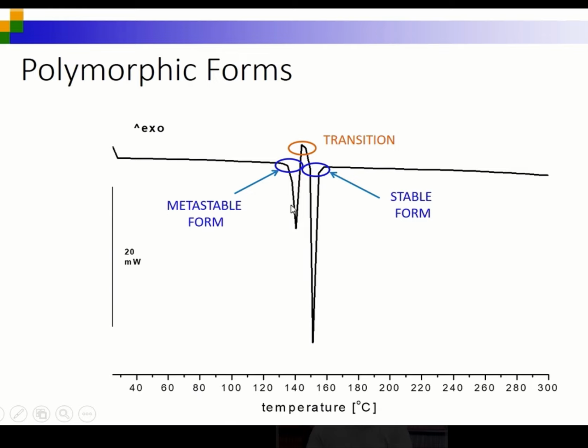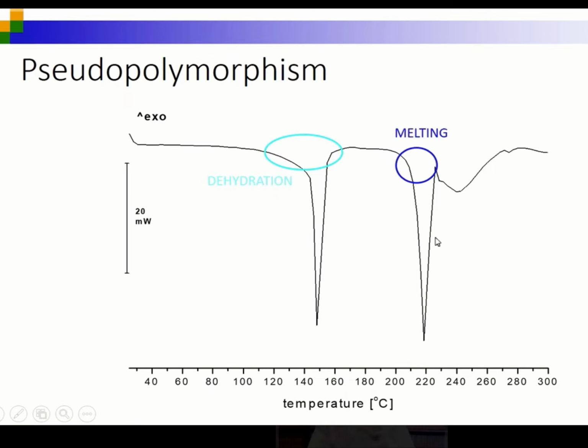In this one, we're seeing a pseudo-polymorph. So remember, a pseudo-polymorph is when we have a solvent that is trapped in our crystal. In this situation, we have water that is trapped in our crystal. So as we heat it up, we see a peak, and then we see another peak. The first one is a process of getting the water out of the crystal. The second one is the crystal melting.